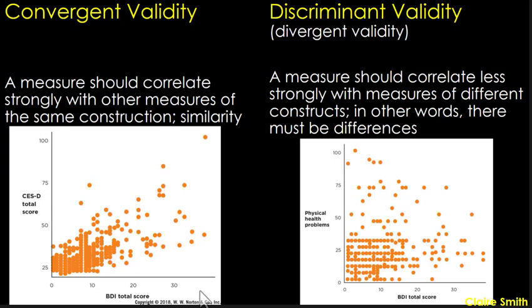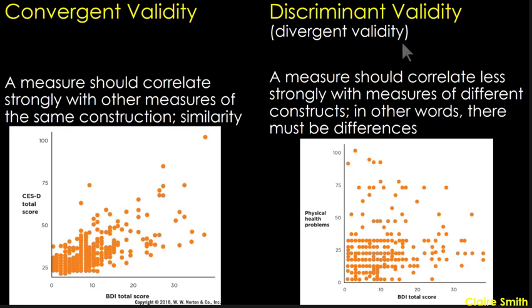If you look at one depression scale and the other depression scale, if they're both measuring depression, they have the same construct, then you should get similar scores for both of them. So if I take two different depression scales, I should get the same results for both if they're valid. Okay, that's convergent validity.